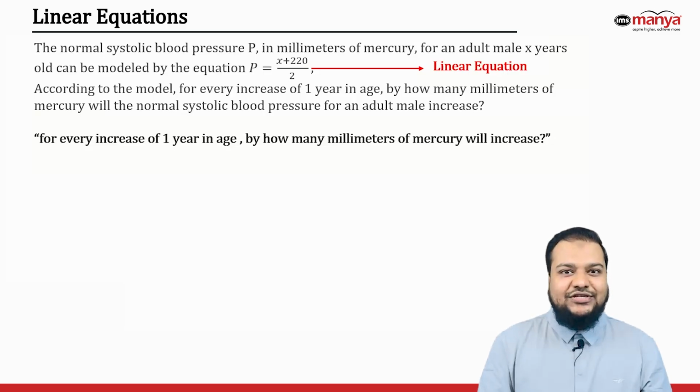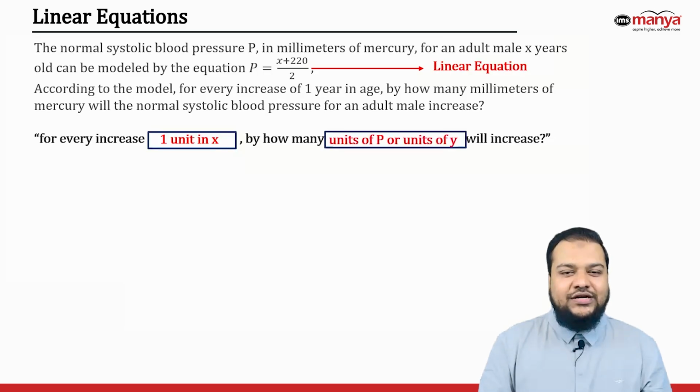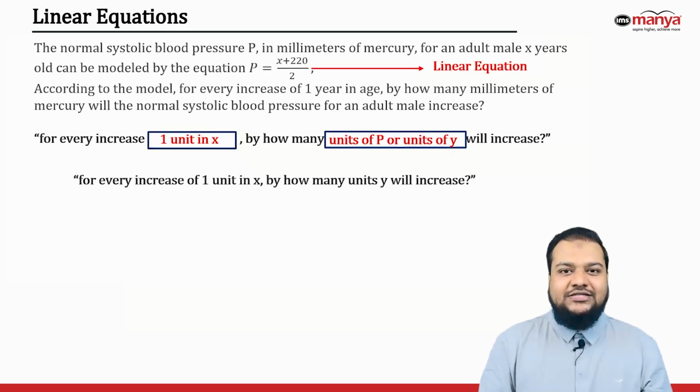Hold on. Age is nothing but variable X. So for every increase of 1 unit in X, the question is asking by how many units of P will increase, or I can say how many units of Y will increase. If I write it in a shorter form, the question is just this: for every increase of 1 unit in X, what is the change in Y? And that is nothing but, someone is saying loud, slope, slope, slope. That's it. Slope is what they are testing.